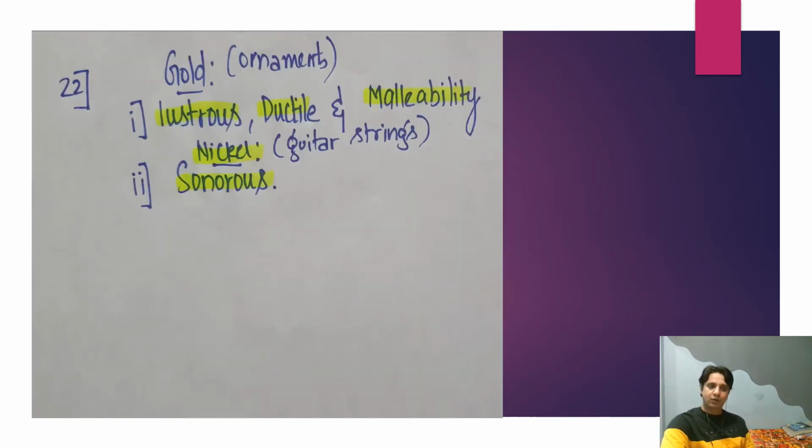22nd question. Which physical property of the following metals is used in the following situation? They've given gold for ornaments. Since gold is the most malleable and ductile metal, and it is also lustrous, it is used in preparing the ornaments. And they've asked us about nickel, why it is used in guitar strings. We say because nickel is sonorous, not only in guitar strings, it is also used in bugles and trumpets as well.